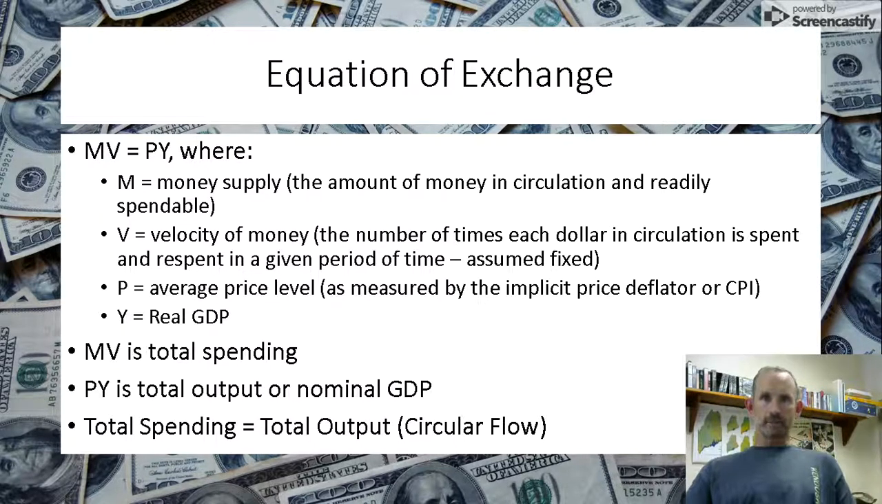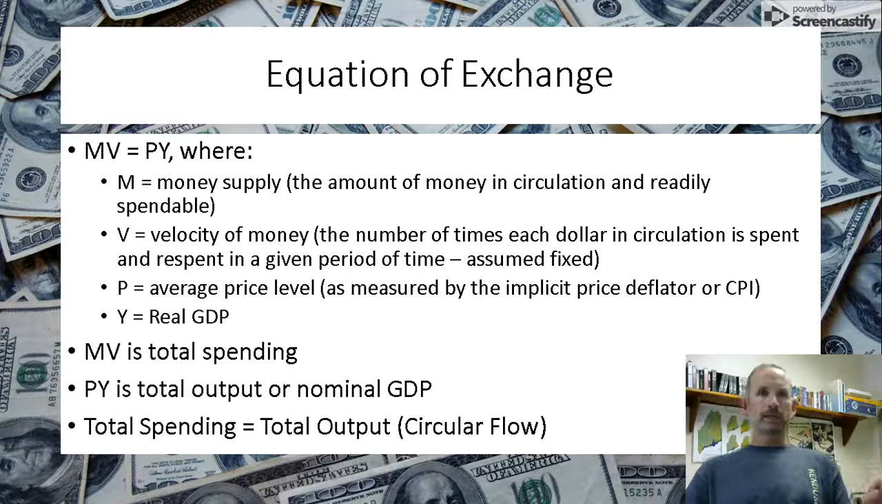P is the average price level. It's kind of like some of the price indices we've looked at, like the implicit price deflator or the consumer price index, just a measure of the overall average price level. And then Y is real GDP, so actual physical output.